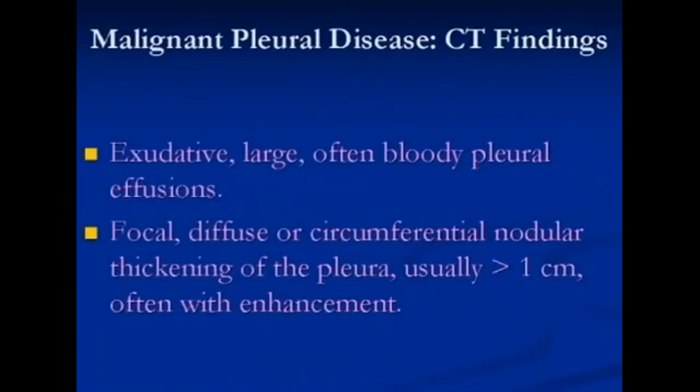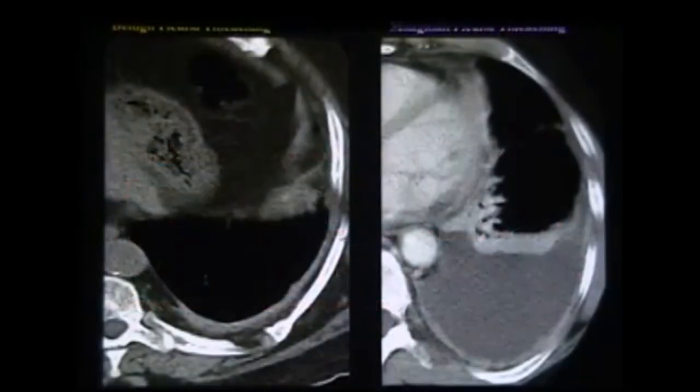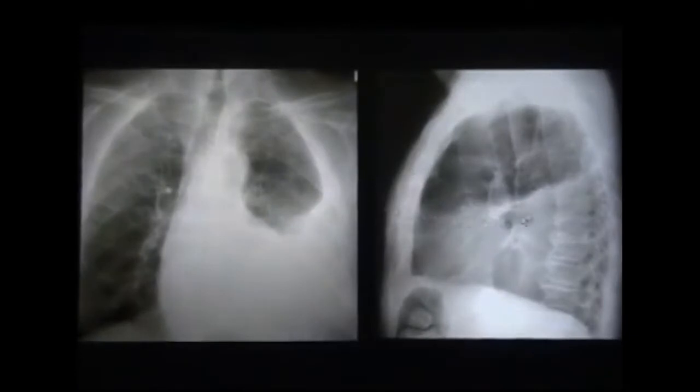Okay, so what are we looking at? We're looking at large bloody pleural effusions which have focal, diffuse, or circumferential nodular thickening of the pleura, usually greater than a centimeter, with enhancement. Okay, so how do we differentiate benign from malignant? This is a classic benign, sort of uniform, smooth thickening of the pleura. This is more nodular looking, and I'll show you much better examples, enhancement of the pleural surface. This is malignant, that's benign. Okay, so here's a typical case.